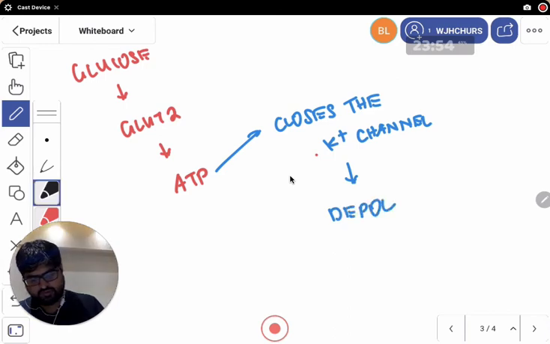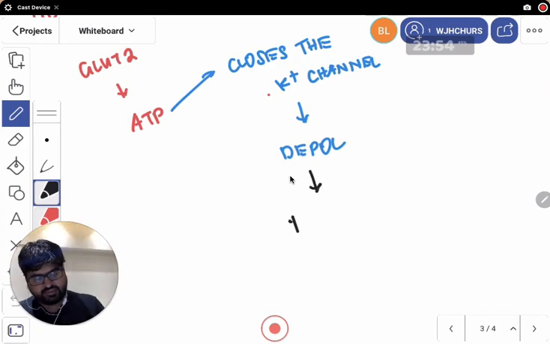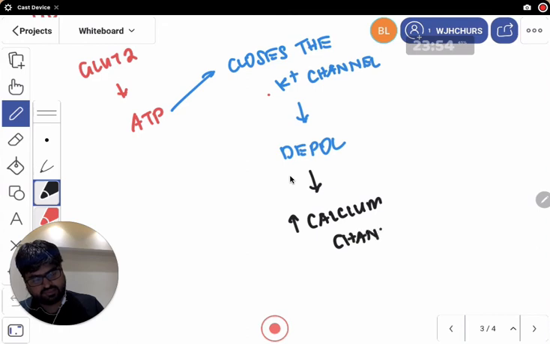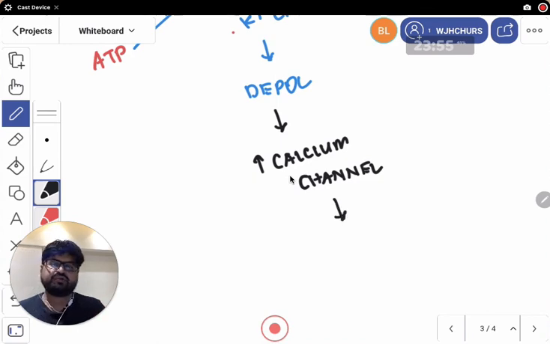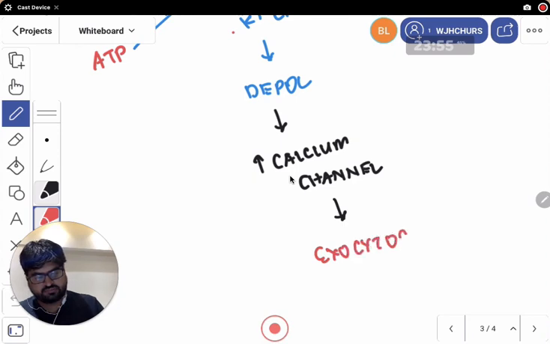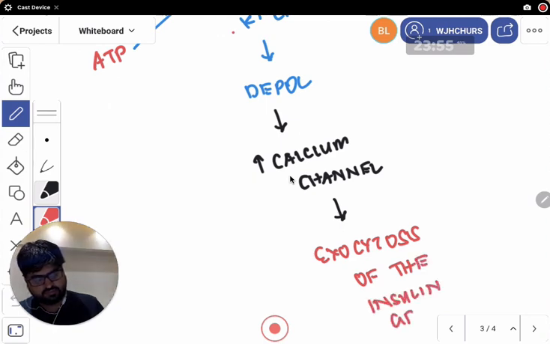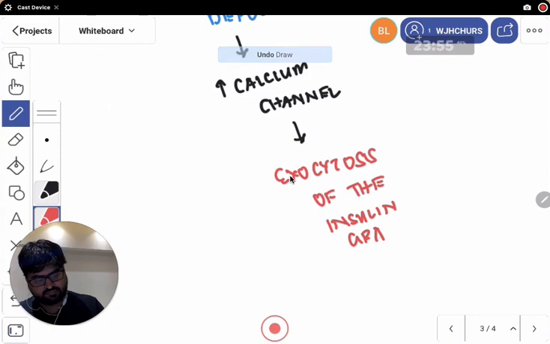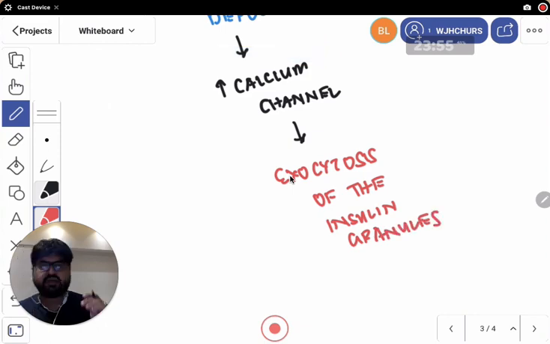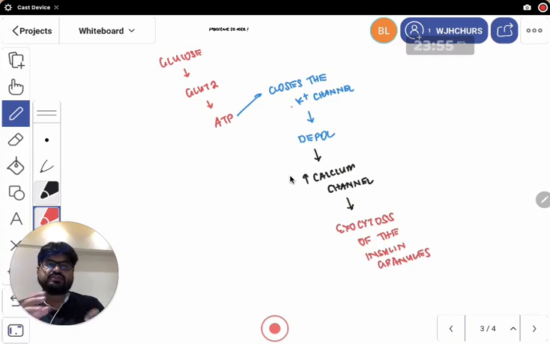This goes on to activate the calcium channel. It opens the calcium channel, right? Now opening of the calcium channel allows the calcium to enter, and this causes exocytosis of the insulin granules, right, which produces the release of insulin, right? So this is how the entire process takes place.